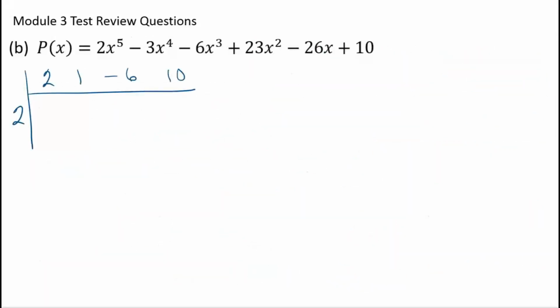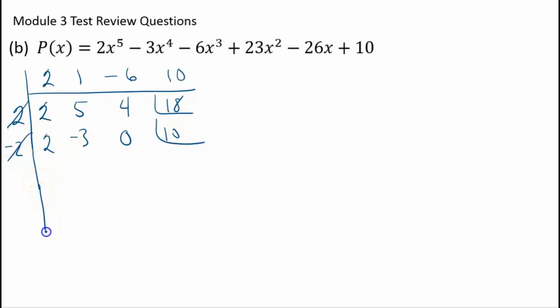So next, I'm going to check my next number on the list, which was 2. So 2 comes straight down. 2 times 2 is 4 plus 1 is 5. 2 times 5 is 10 plus negative 6 is 4. 2 times 4 is 8 plus 10 is 18. So not 0, 2's out. Let's check negative 2. 2 comes down. Negative 2 times 2 is negative 4 plus 1 is negative 3. Negative 2 times negative 3 is 6 plus negative 6 is 0. Negative 2 times 0, 0 plus 10 is 10. So negative 2 is out.